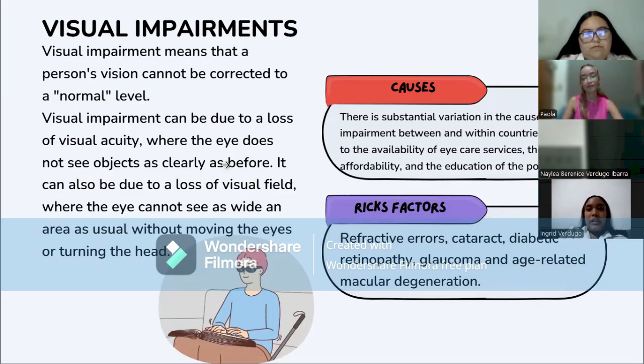Some causes: there is a substantial variation in the causes of vision impairment between individual countries according to the availability of eye care services, their affordability, and the education of the population. Risk factors: refractive errors, cataract, diabetic retinopathy, glaucoma, and age-related macular degeneration.